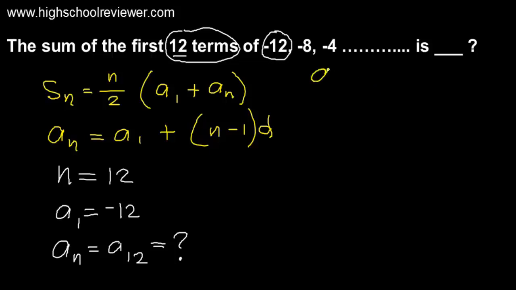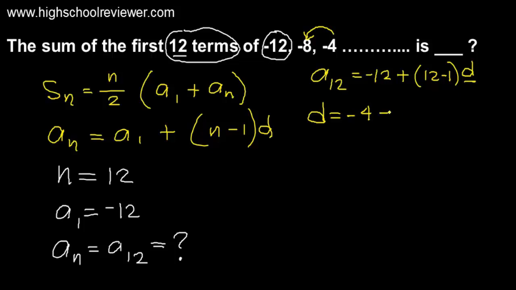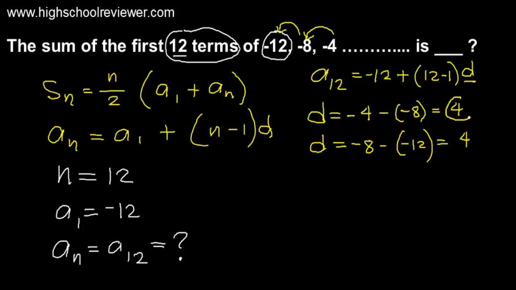So a sub 12 will be equal to, basing from this equation, our a sub 1, negative 12, plus our n, 12 minus 1, multiplied by d. But we do not have the value for d. So d is easy to get. We will just subtract the two consecutive terms, negative 4 and negative 8. So negative 4 minus negative 8 is equal to positive 4. Or we can also use negative 8 minus negative 12, which is also equal to 4. So our d is positive 4. Since we have the value for d, we can find a sub 12.